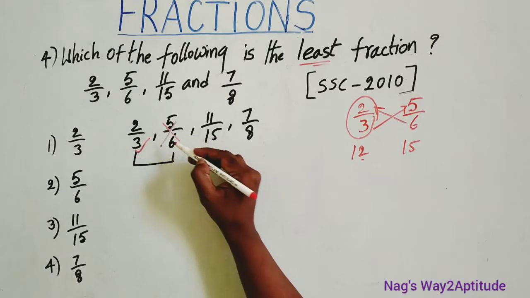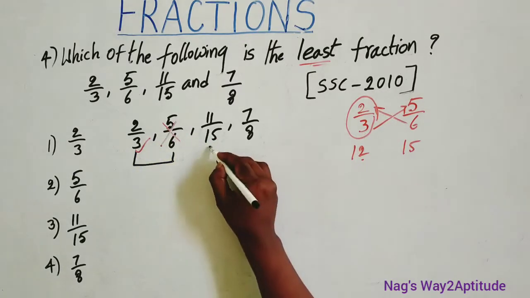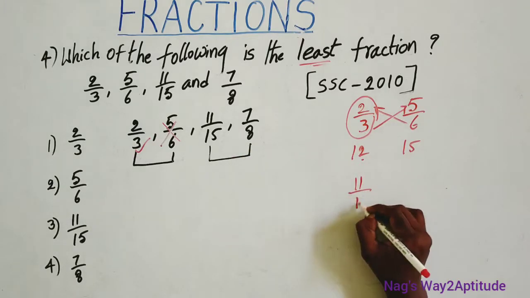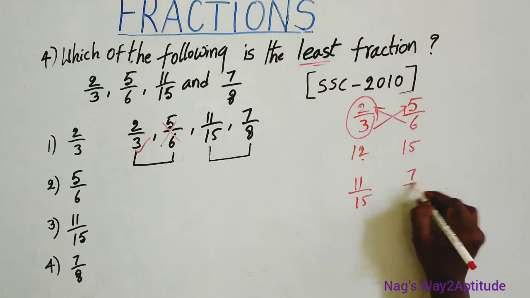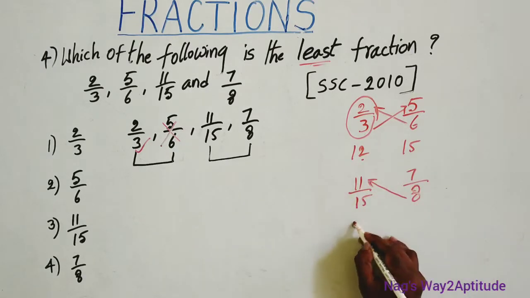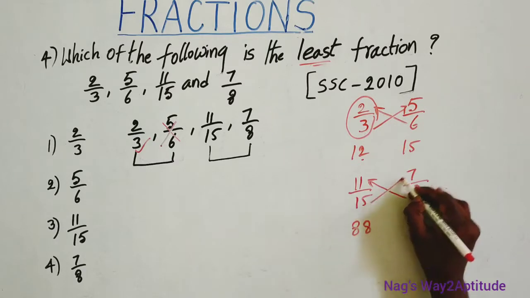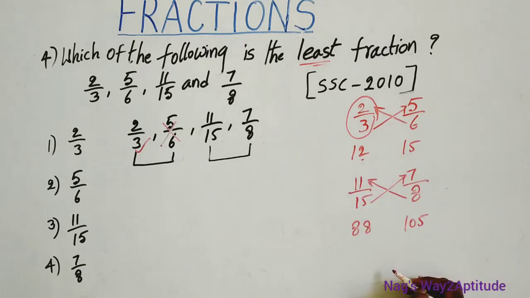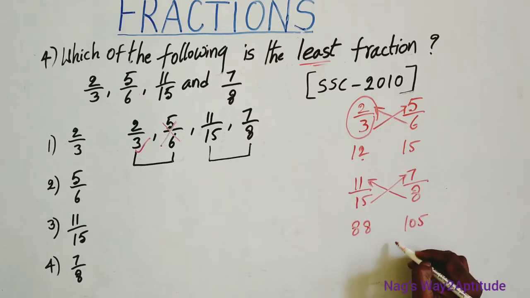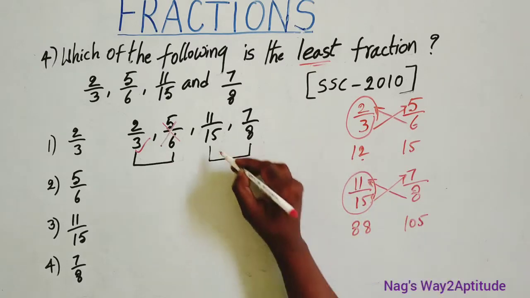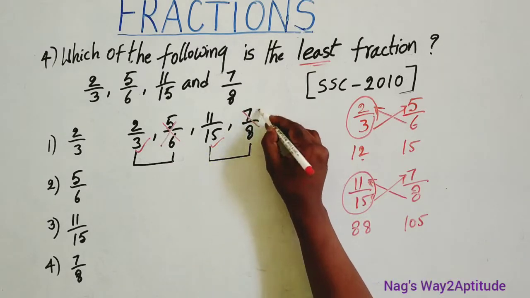So strike out 5 by 6. Now compare these two fractions, 11 by 15 and 7 by 8. Again you do cross multiplication. 8 11s are 88 and 15 7s are 105. So we want the least fraction. So 88 is the least one when compared to 105. Therefore 11 by 15 is the least fraction.